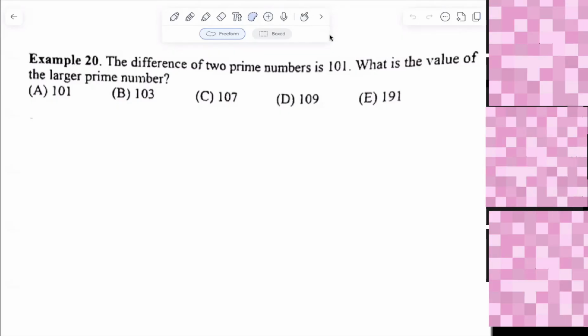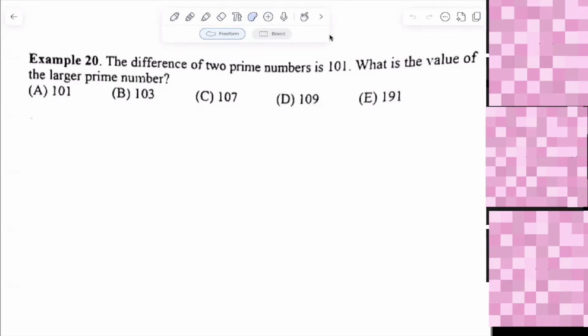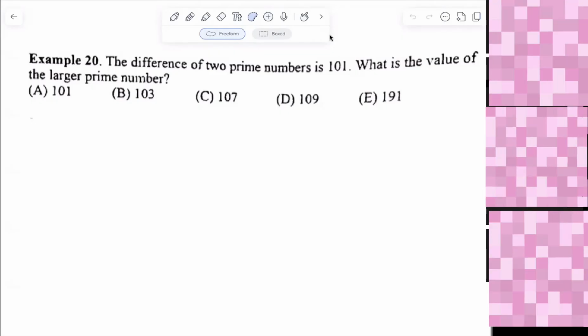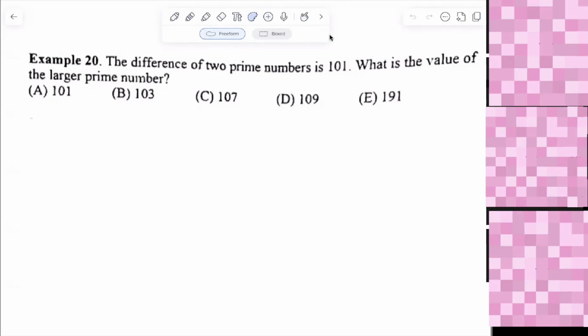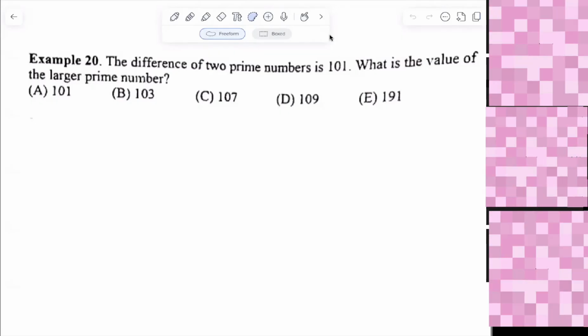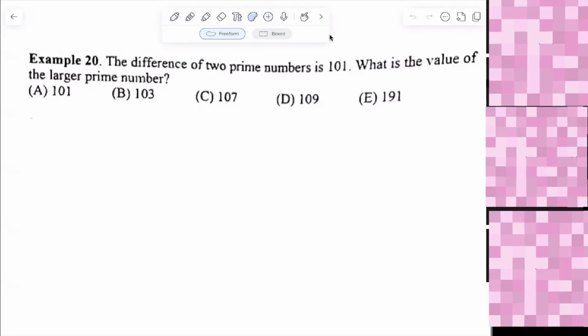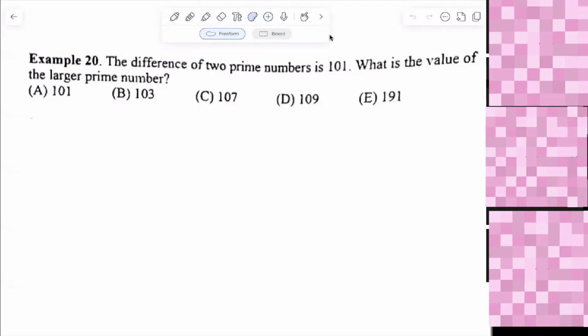The difference between two prime numbers is 101. What is the value of the larger prime number? Well, how do we approach this? Since the difference between two prime numbers is 101, I think we've done this before.